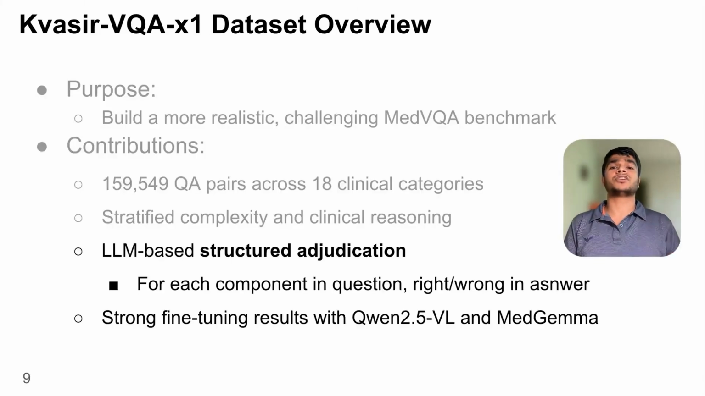To evaluate answers, we use a structured process with large language models that looks at each part of the generated answer, compares it with the real answer, and marks it right or wrong. We tested state-of-the-art models like MedGemma and Qwen 2.5 VL, both public and fine-tuned checkpoints, and the fine-tuning was done on our dataset. And we saw that after fine-tuning, the models had big performance gains.